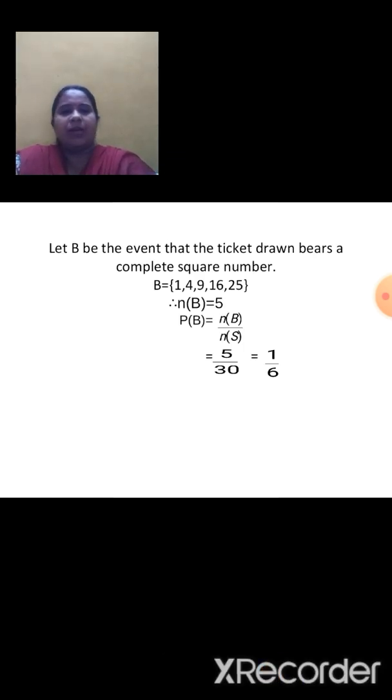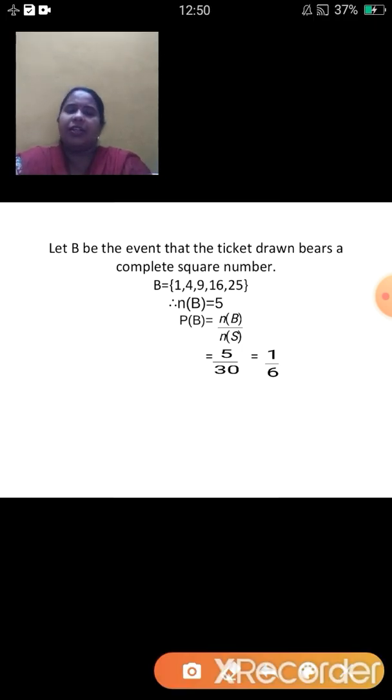The next event in fact is that the ticket drawn bears a complete square number. So I hope you know what are complete squares. It starts with 1. Most of you will forget this 1. Do not forget 1 because 1 into 1 is also 1. So it's a complete square number. Then 4, as 4 is a square of 2. Then 9, 16 and 25. You don't have to go further because the tickets are numbered only till 30. The next complete square number after 25 is 36. So as the numbers are till 30, we will stop at 25.